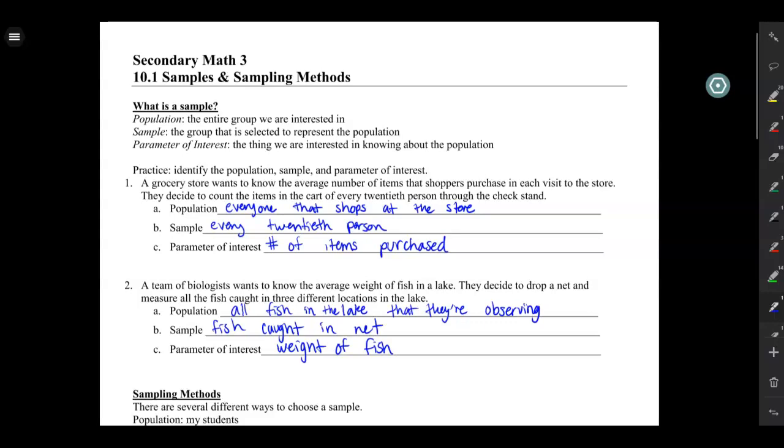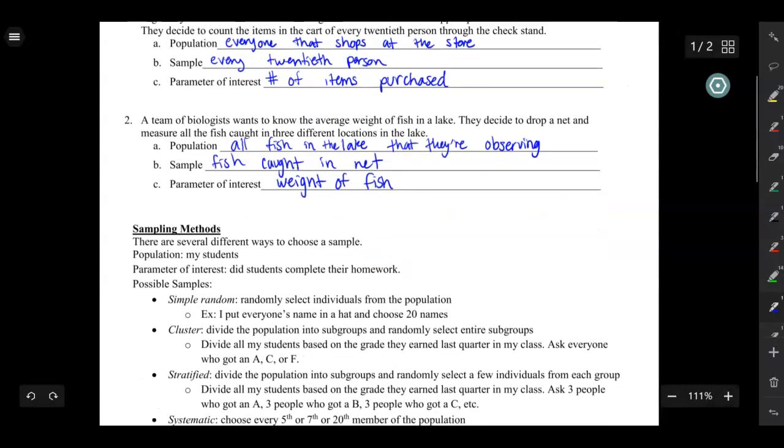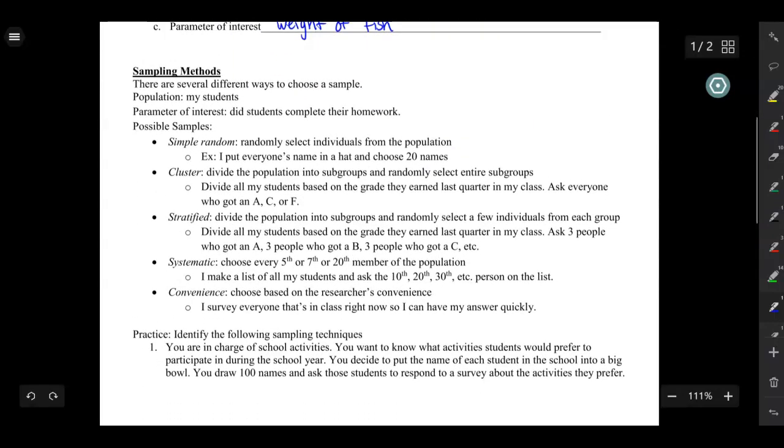So the next question that we're going to start answering is, how do you decide what an appropriate sample is? So we've got this giant group, like for example in the fish example, we have this giant group of all the fish in the lake. And these biologists decided that they're just going to put their nets down in 3 different spots and just count all the fish that are in those 3 spots. So what we're going to look at is, how do you choose a sample? And that's going to be this next section of sampling methods.